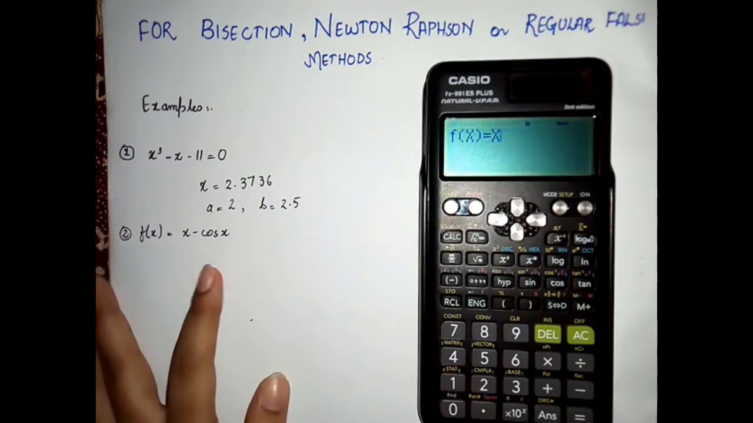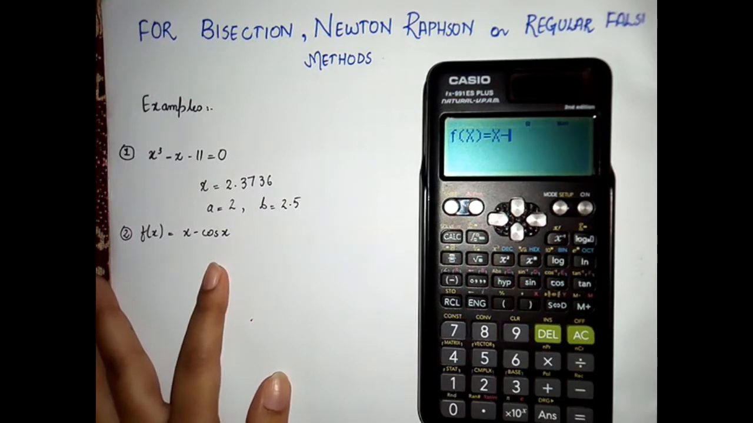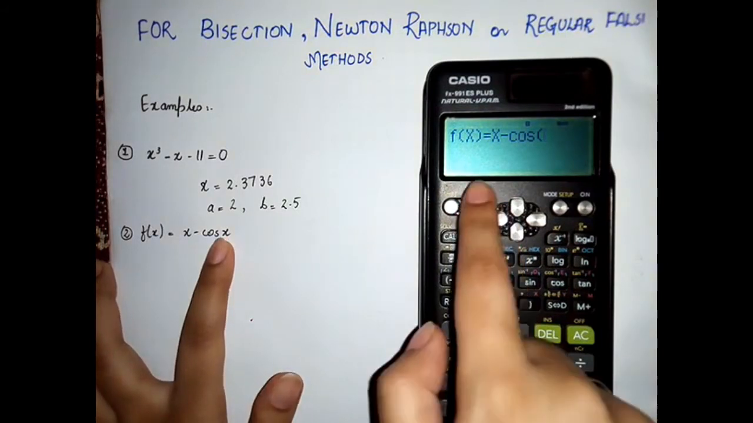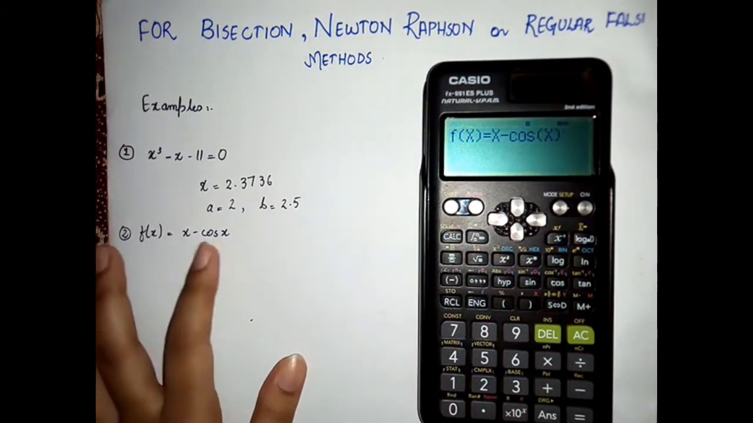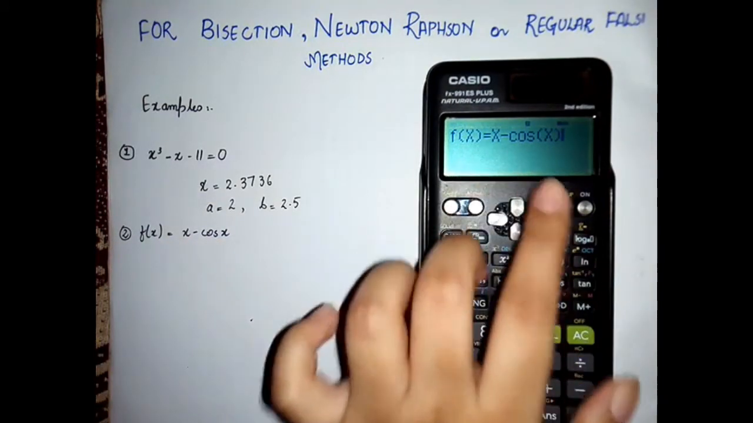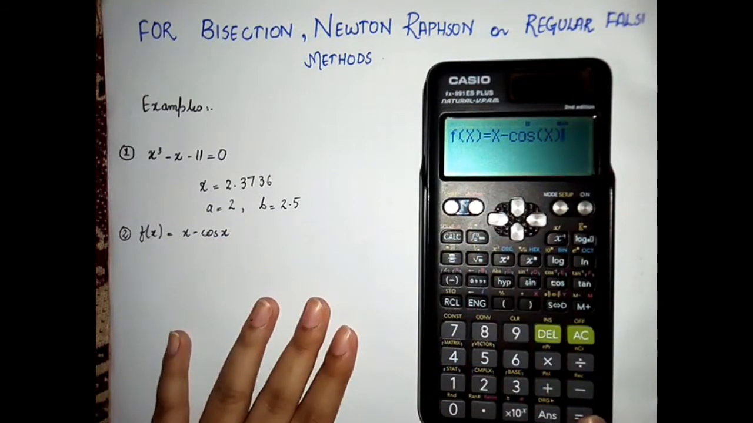Here I entered x, then minus, this minus, now cos, and then in bracket this x, again I will press alpha and this x and bracket close. I wrote this entire function here in the calculator, right? Now I'm pressing equals to.